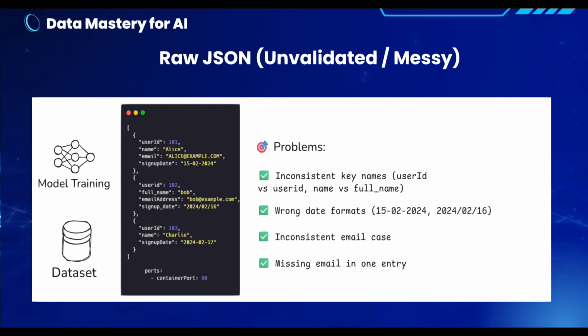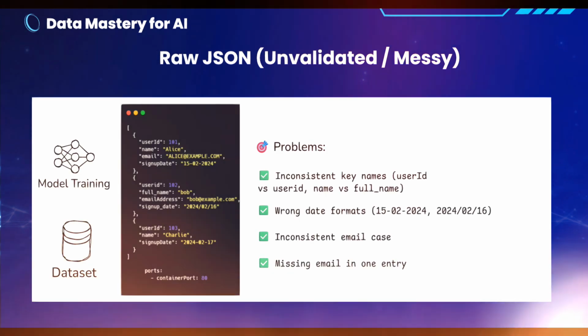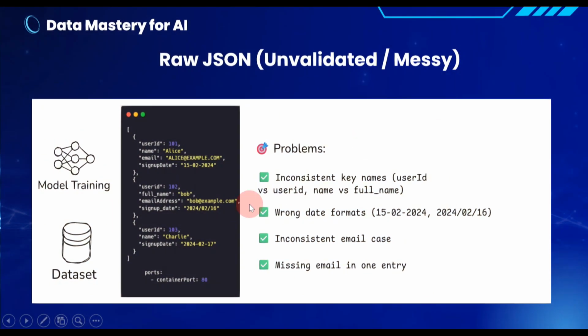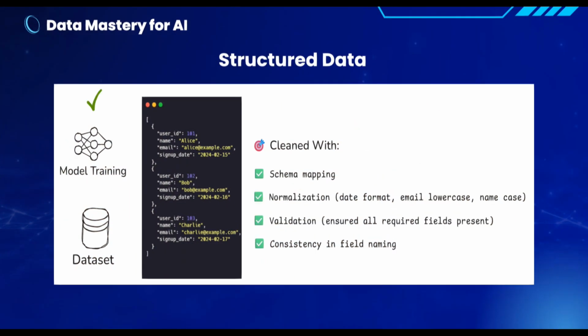Now let's look at the structured data. Alright guys, now let's move towards the structured data, and on the screen you can see the structured data. If we compare it with the previous data, we found that in the previous data there was an issue with lowercase and uppercase, then there was a missing email ID, right? And there were date format issues.